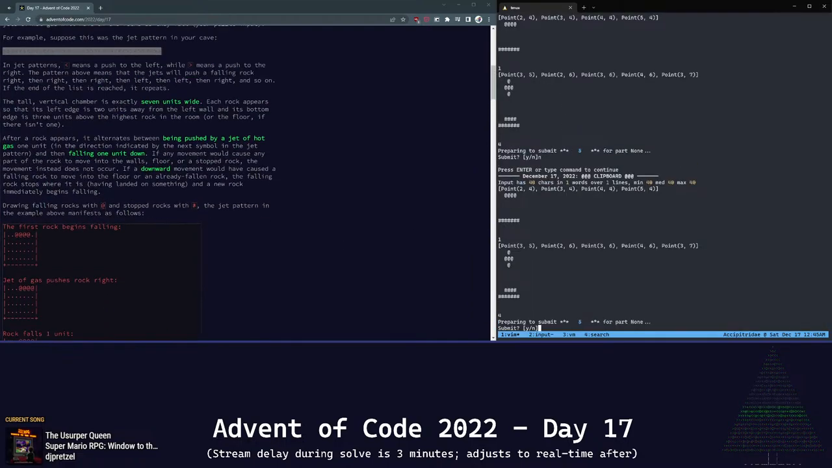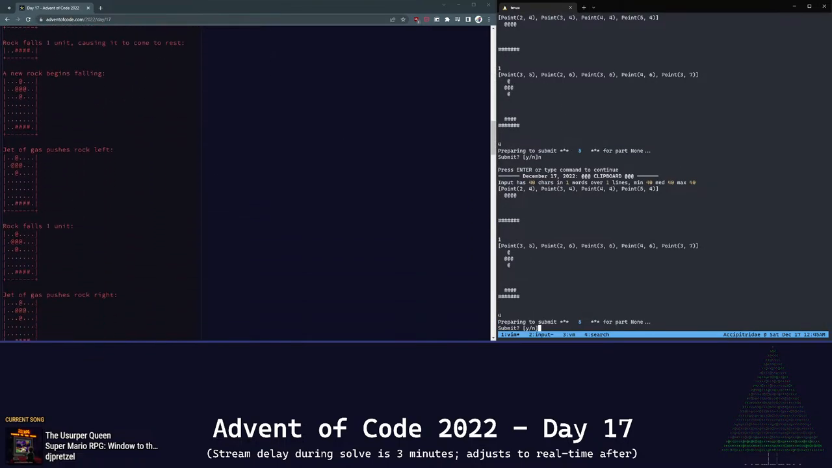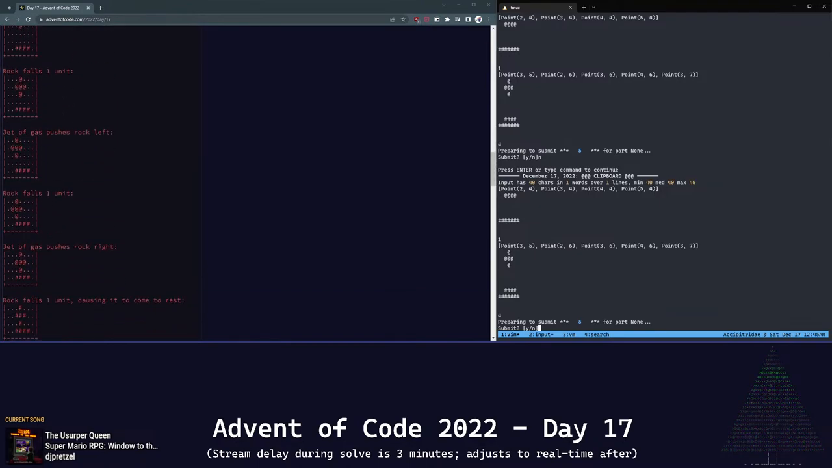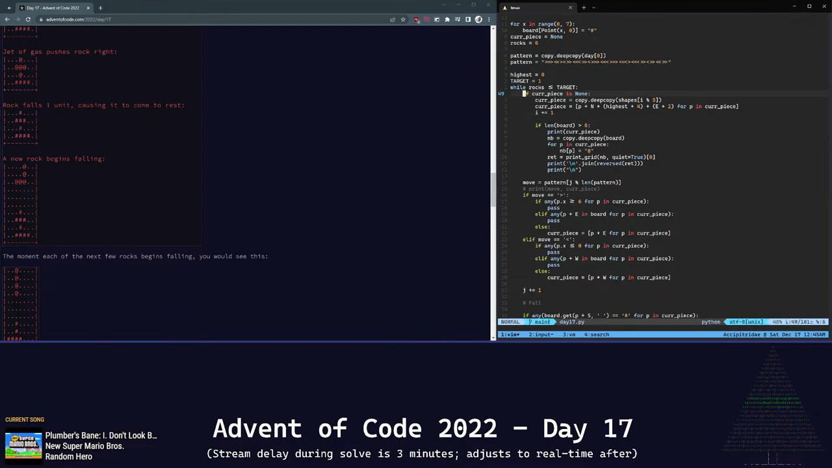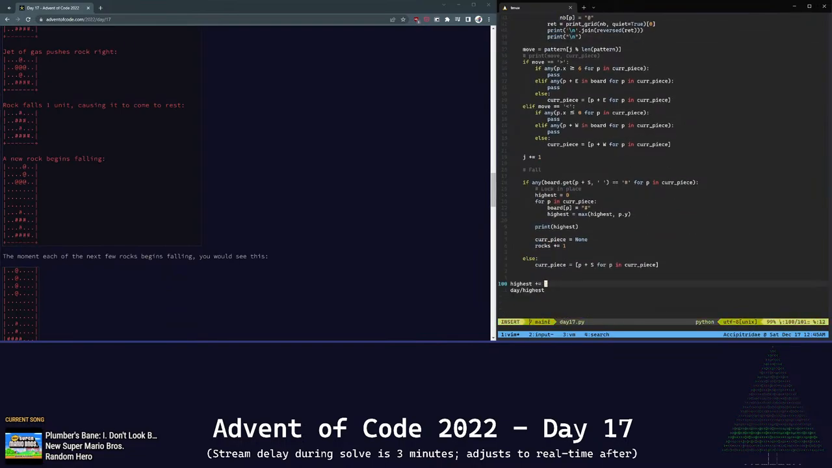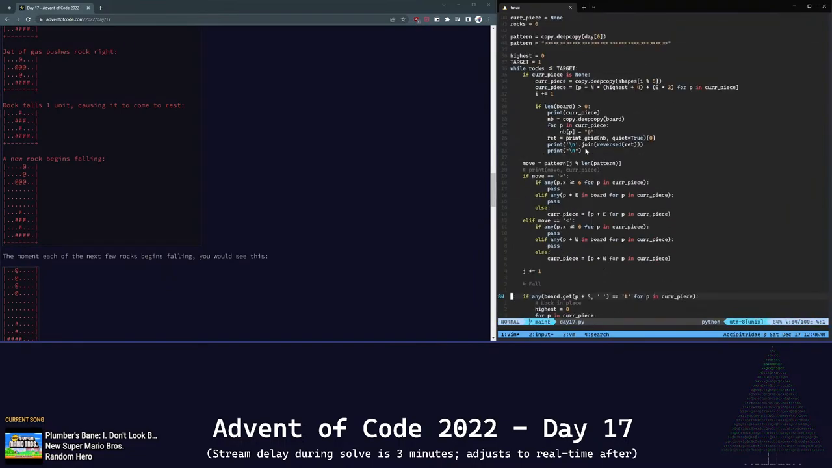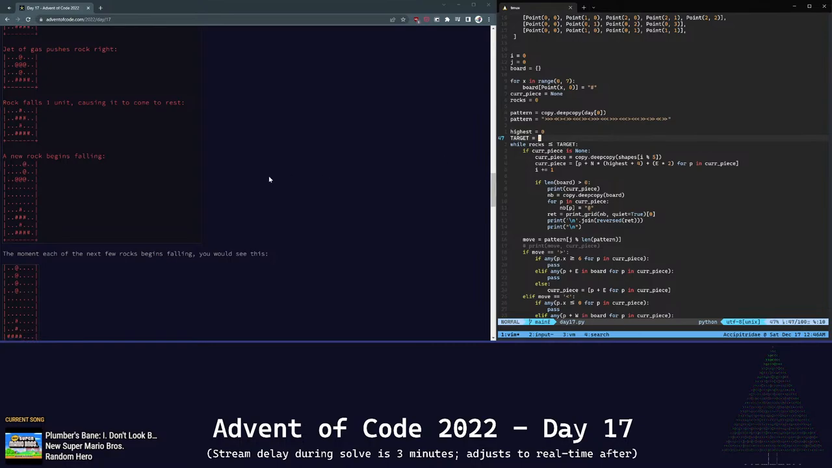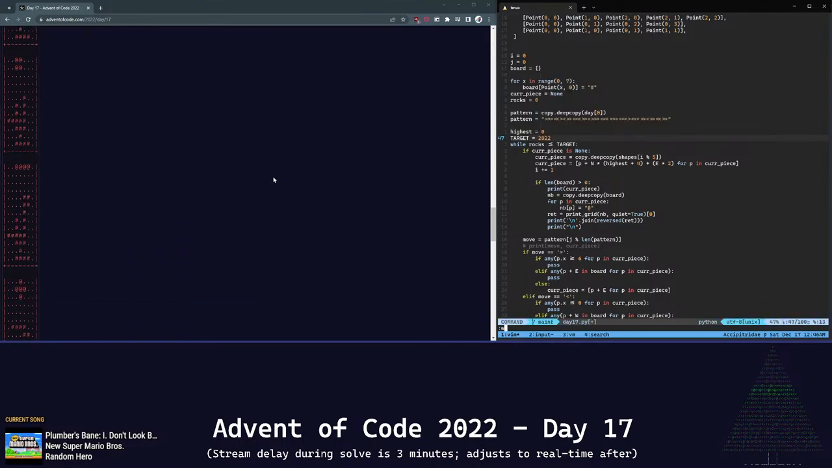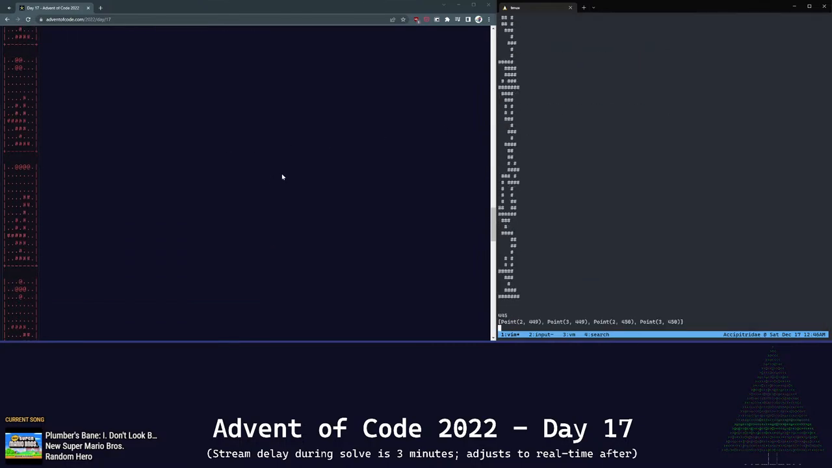That's only spawning the new one. Is 3 correct in this case? We land here. How tall is our stack? Oh, we're actually 3 tall. Oh, I mean 4. Okay, that's right. We were right without this. But how come the simulation is wrong? We want 2022 different rocks.